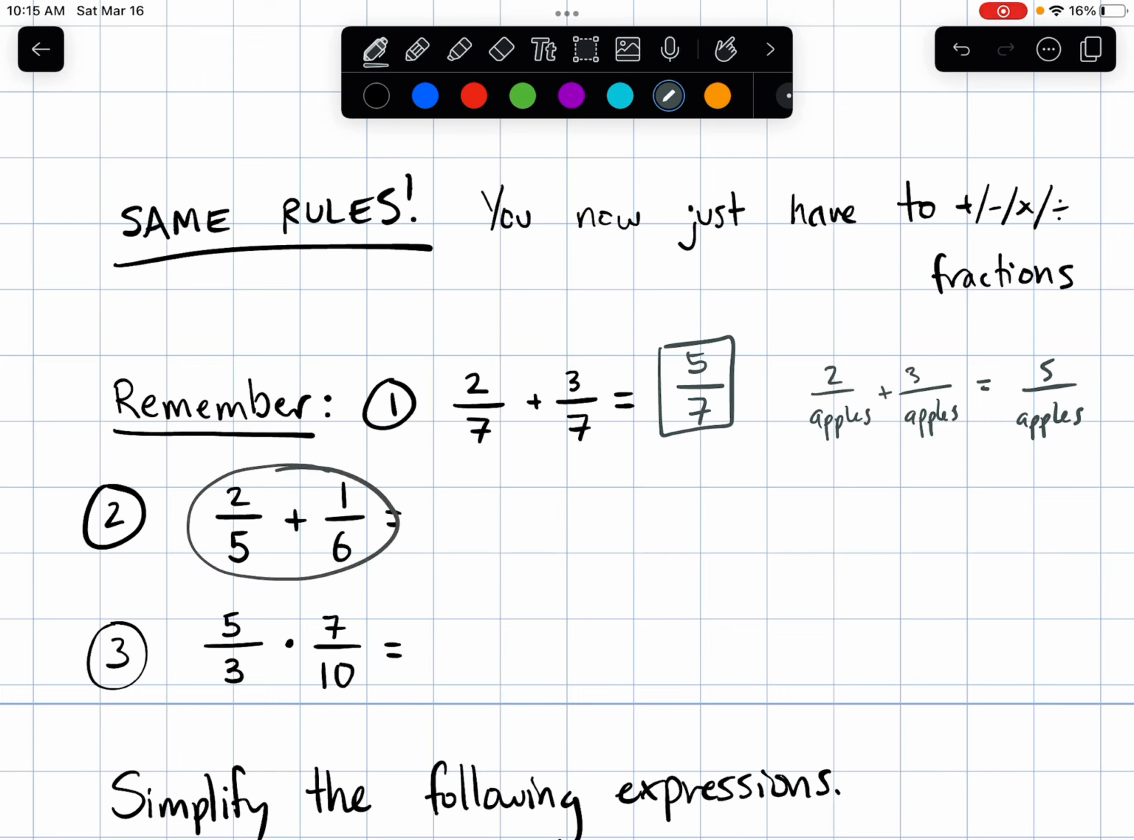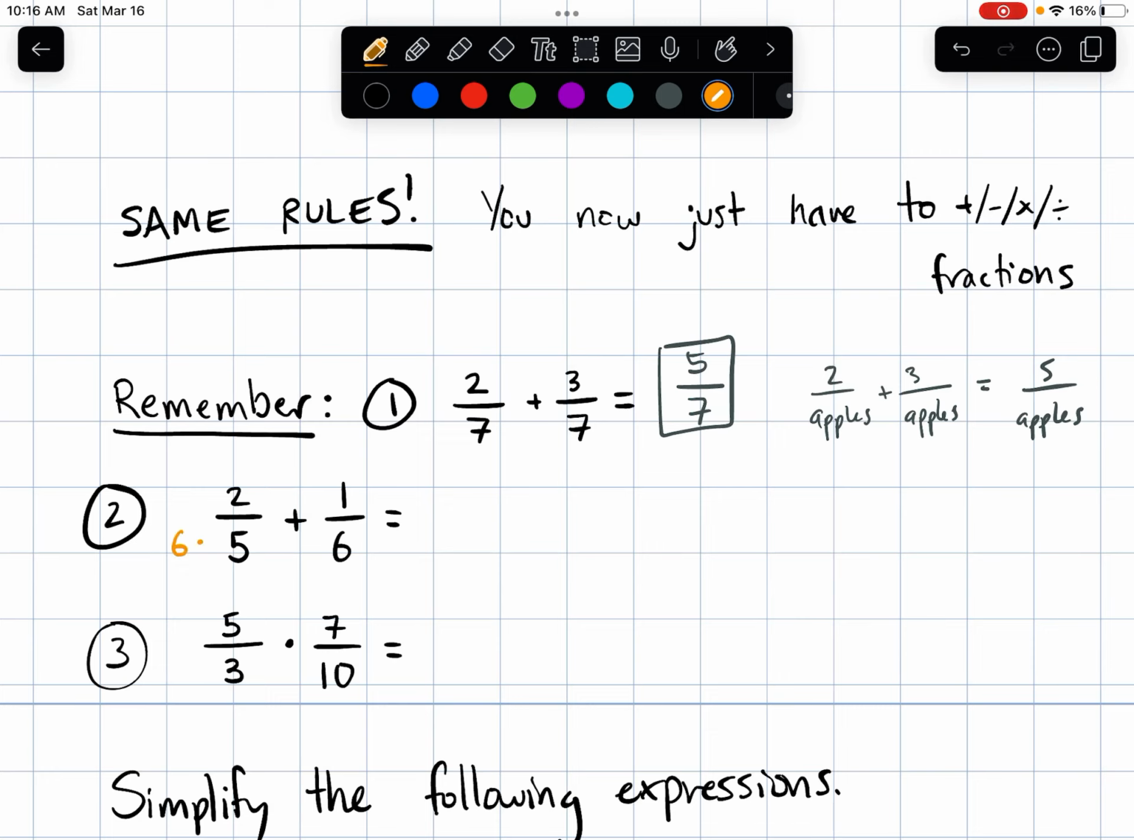For number 2, though, I wouldn't be able to add these as they were because we do not have common denominators, okay? This would be like adding apples and bananas, right? You can't do it. So we want to get common denominators. To do this, you're going to multiply by some value to get common denominators. And so if I look at the 5 and the 6, I believe my least common denominator would be 30. So I'm asking myself, how can I multiply to get 30?